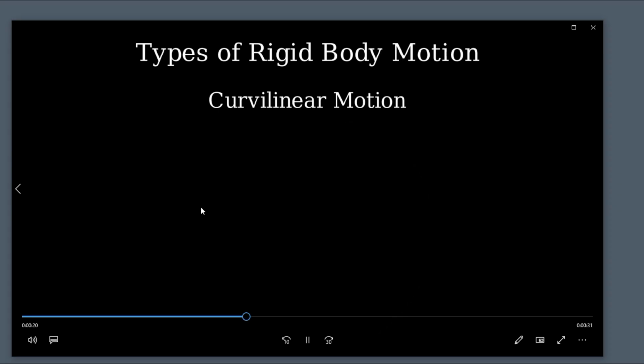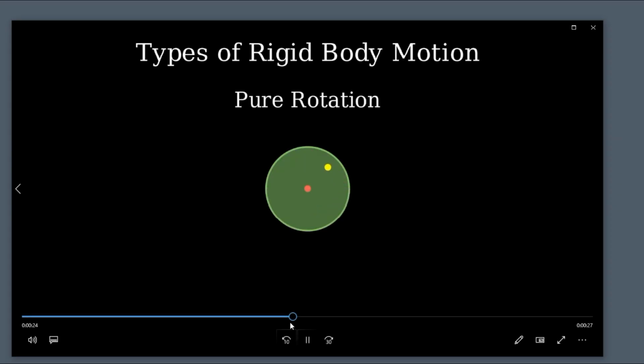Now, we have pure rotation. In pure rotation, you can see the center of mass is fixed and things are moving around. Right? There's one axis that is fixed. Actually, it need not be the center of mass. There's one axis that is fixed and things are moving around that.